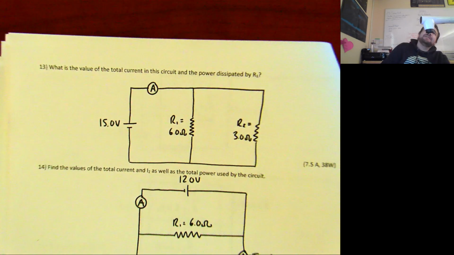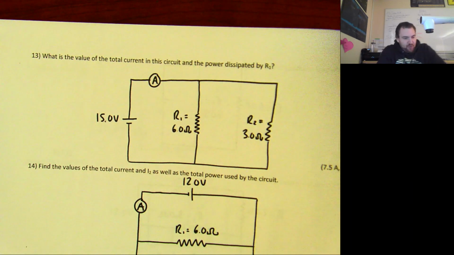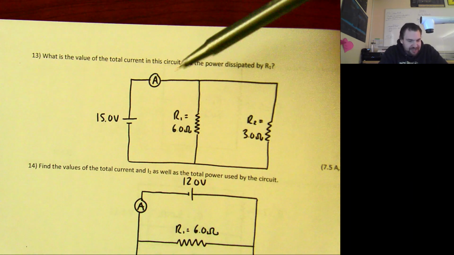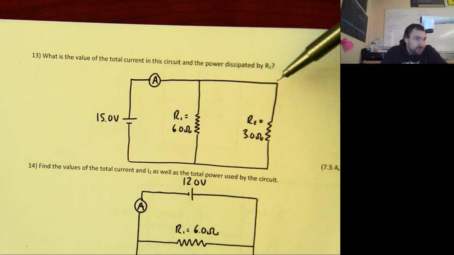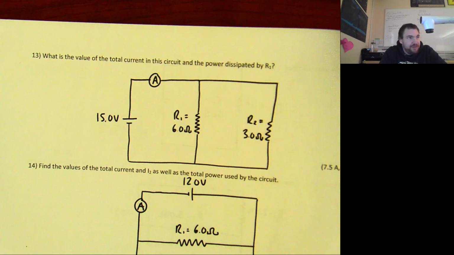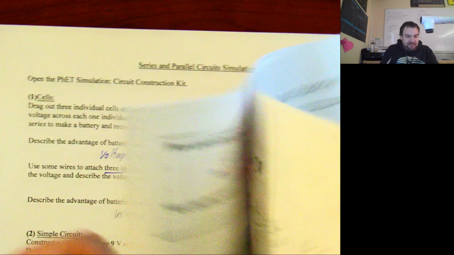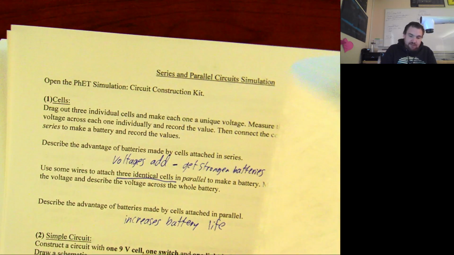Okay. So, question 13 says, what is the value of the total current in this circuit and the power dissipated by R1? So now we're going to start bringing power into these things. So we've got two sets of equations that you're working with. V equals I times R and all of those derivations. So V equals I times R, I equals V over R, and R equals V over I. Those three. And then you've got all the power equations, which came from this section way back at the beginning.